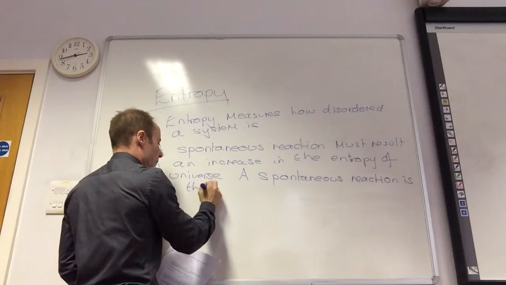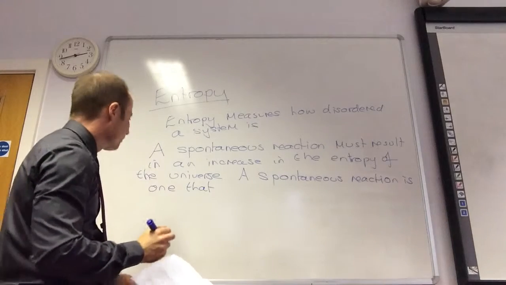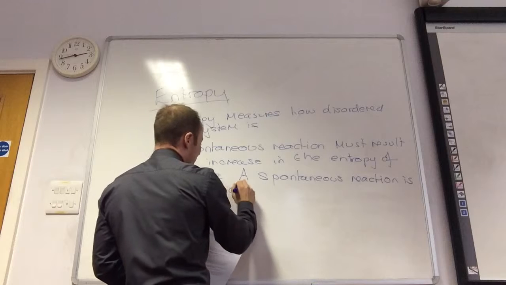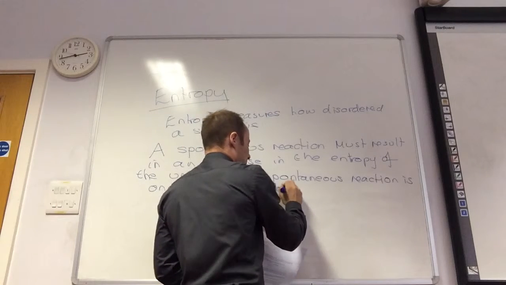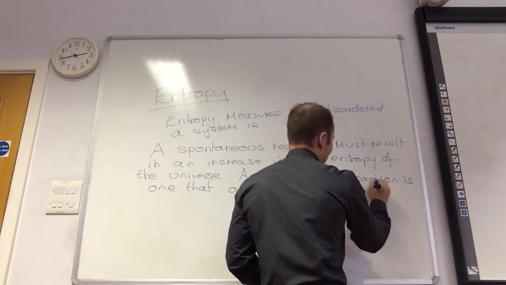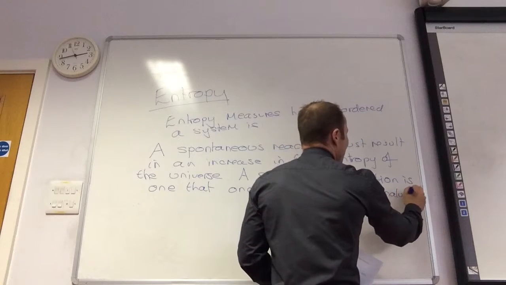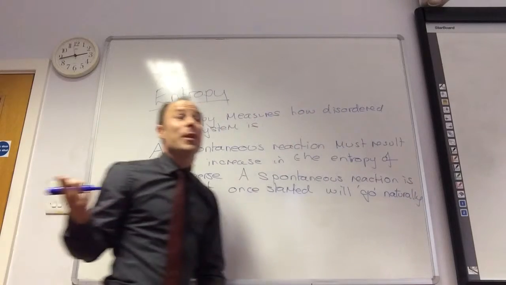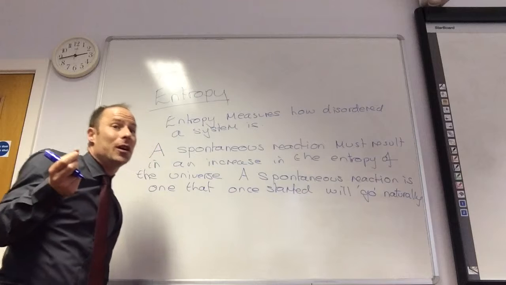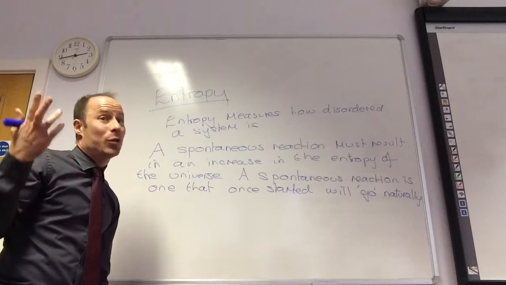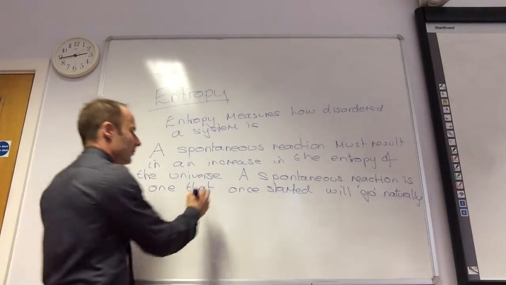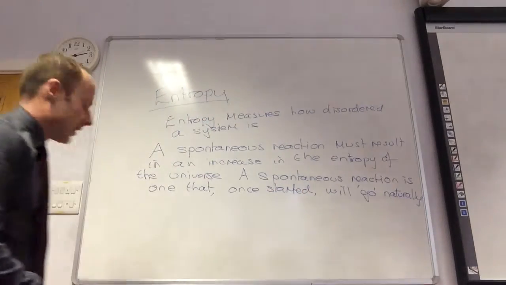Like aluminium forming aluminium oxide. It is one that once started will go naturally. So sometimes I need to start it. For example, the methane, which we looked at earlier, I need to give a spark to it to get it to go, but once I've sparked it, it's all going to go up. So a spontaneous one is one that once started will go naturally.